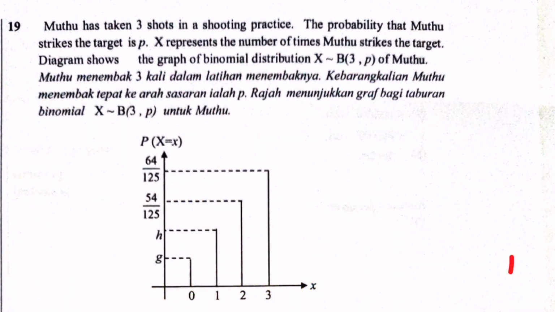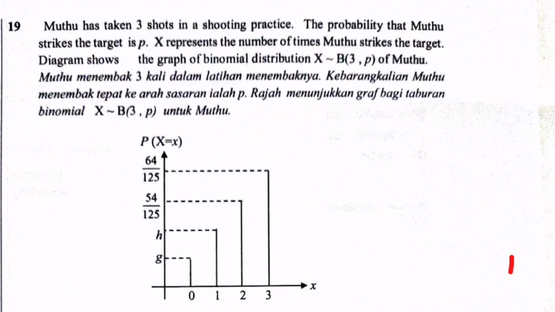Alright, students, let's go through number 19. Mutu has taken 3 shots in a shooting practice. The probability that Mutu strikes the target is P. X represents the number of times Mutu strikes the target. The diagram shows the graph of a binomial distribution. X follows the binomial distribution with n = 3 and p.